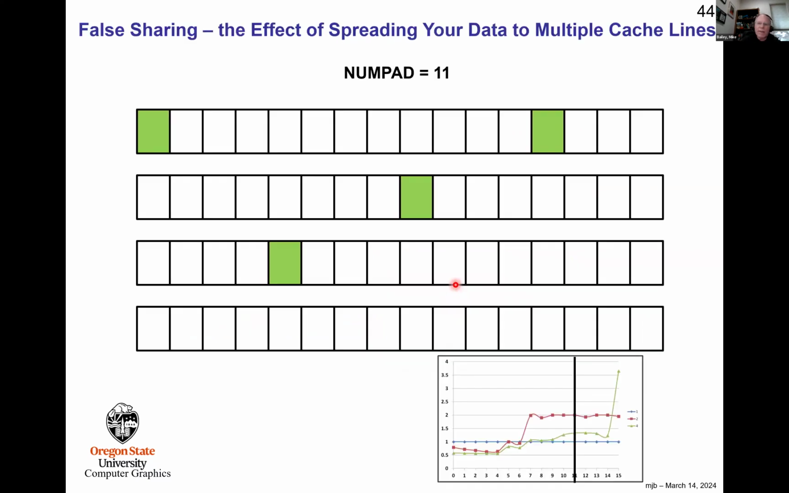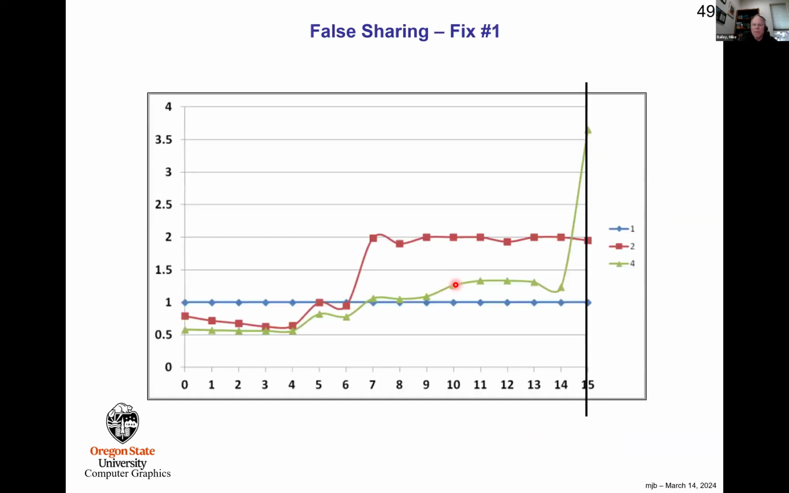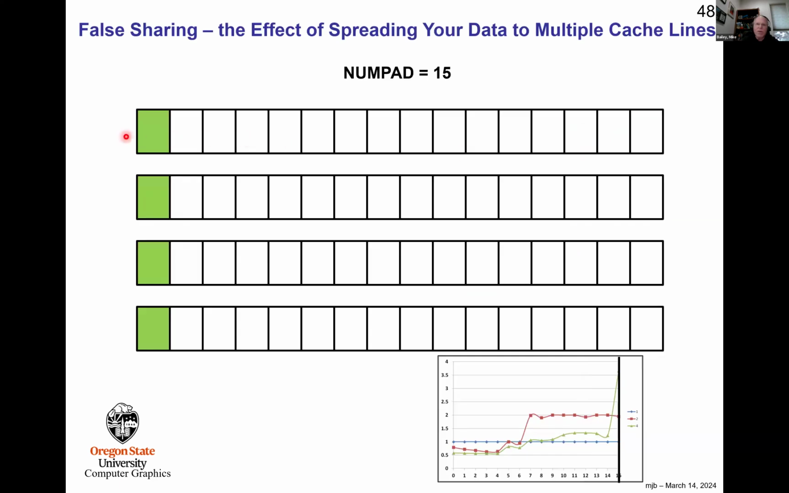Let's play more numpad games. 11, 12, 13, 14, 15. 15 pads results in this. On the 15th, the 4th thread is finally running at its potential because nobody is invalidating each other's cache lines anymore.